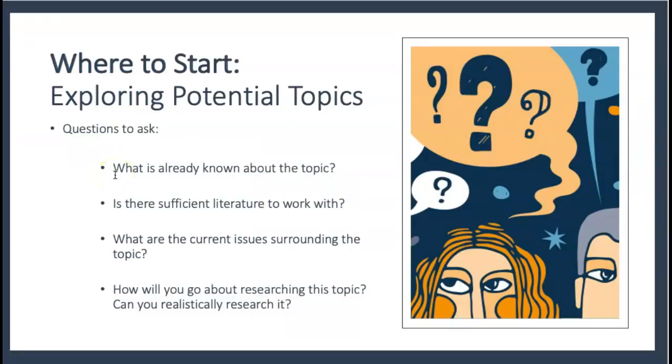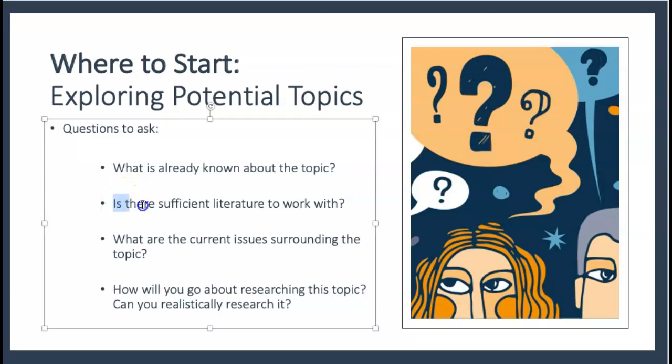So where to start in terms of exploring potential topics? The questions you need to ask yourself are, what is already known about the topic? Is there something I know a little bit about, but I know that it's going to be very interesting to me? Is it something that I know a reasonable amount about and I really want to extend my knowledge? This is a very important one. Is there sufficient literature to work with?